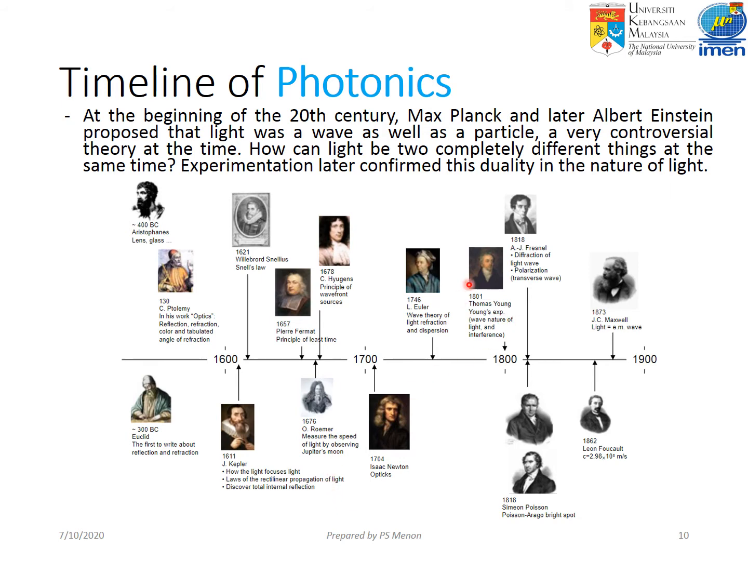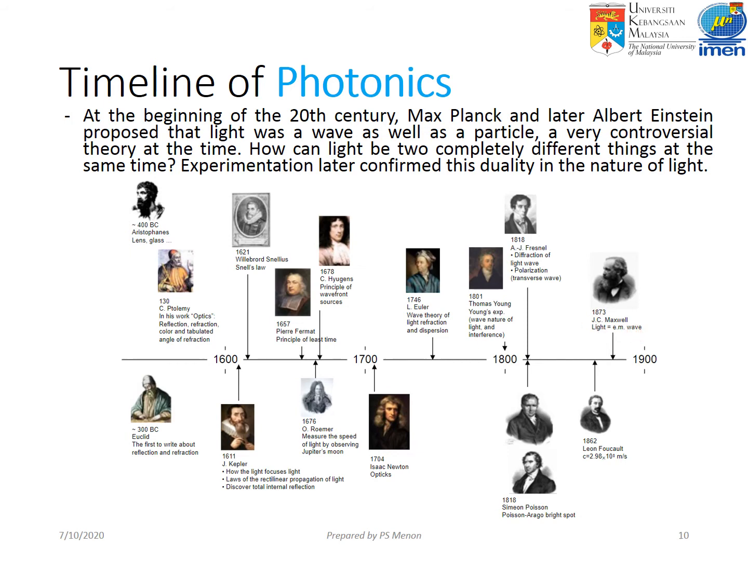Thomas Young performed Young's experiment, which shows the wave nature of light and also interference. This was in 1801. Fresnel, famous for the Fresnel equation, showed the diffraction of light waves and also polarization for transverse waves. We also have Poisson. The Poisson equation is also a very famous equation currently being used in many photonics-based software. And then you have J.C. Maxwell, who came up with the theory that light is an electromagnetic wave.